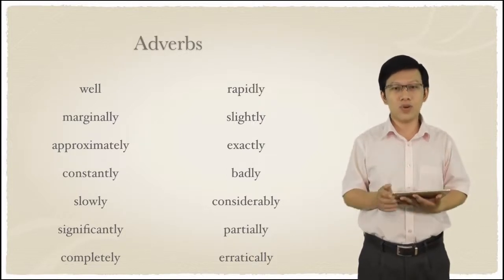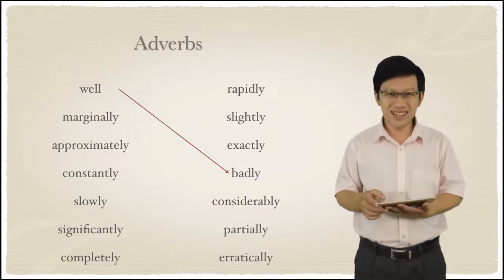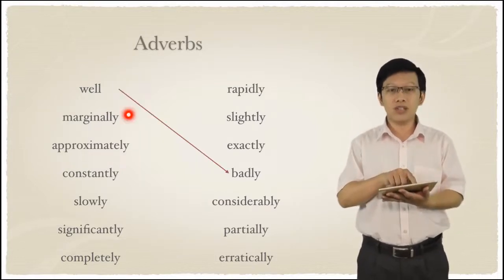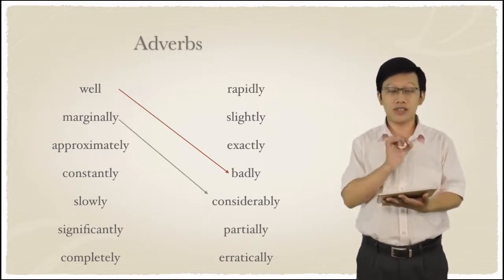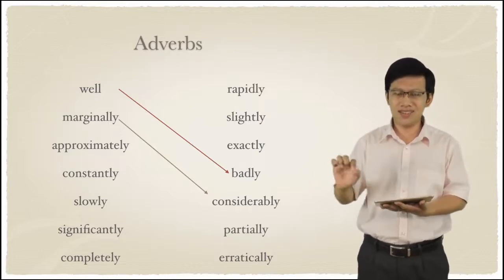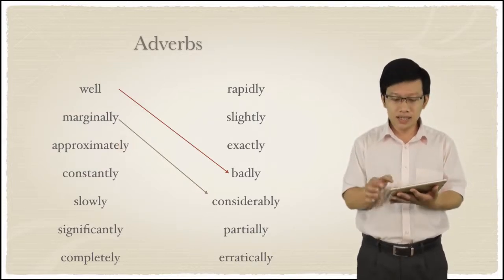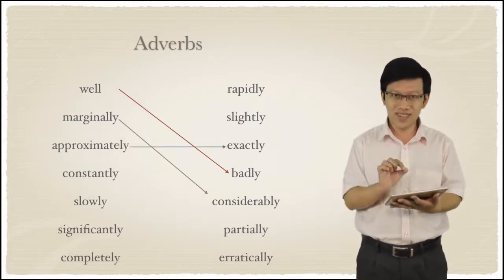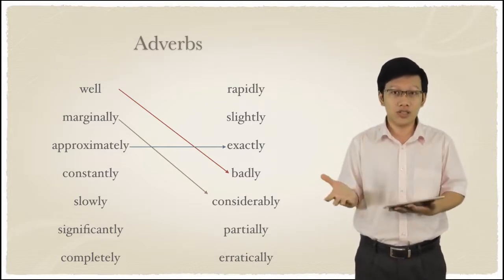Okay, here we go. So what about well? I think well is gonna go with badly, right? What about marginally? Marginally is the opposite of considerably. Marginally means like small. Marginal is on the side, it's not important. Approximately? Approximately means the opposite of exactly, right? Approximately means you're not sure how much the number is. Just guessing.